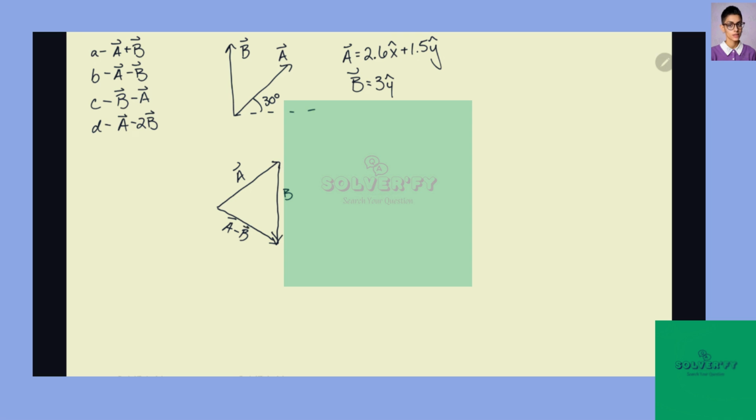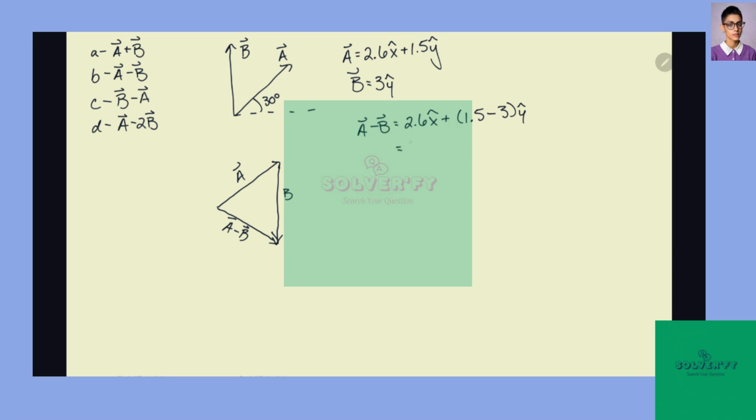All right, so from just drawing this, we can expect that it's going to have a negative angle with the x-axis, and it's probably not going to have that big of a magnitude. But let's go ahead and calculate this. So A minus B, again, we're going to combine components. 2.6 x hat plus 1.5 minus 3 y hat.